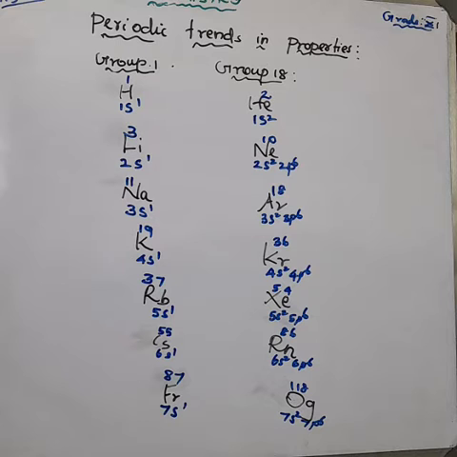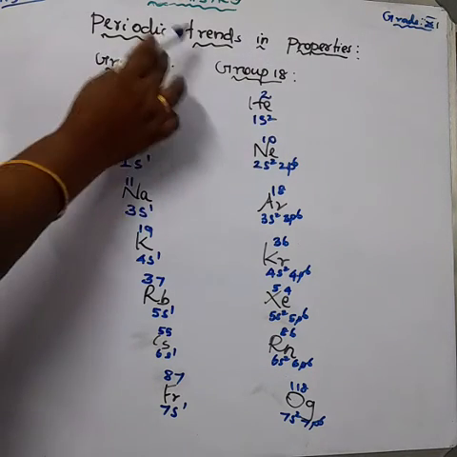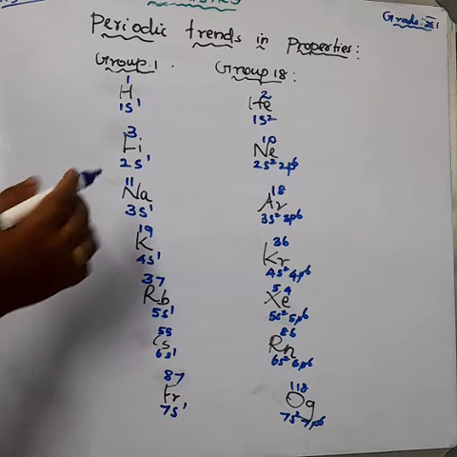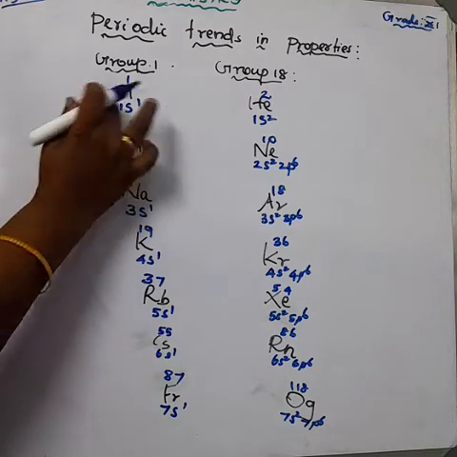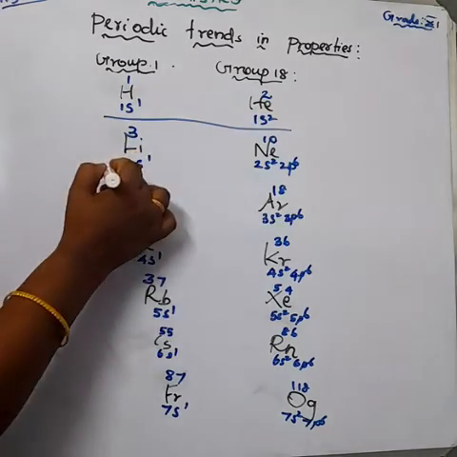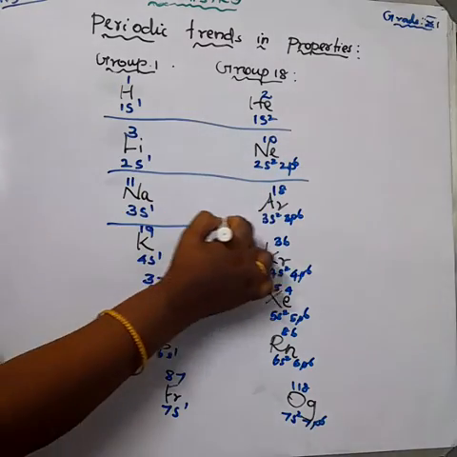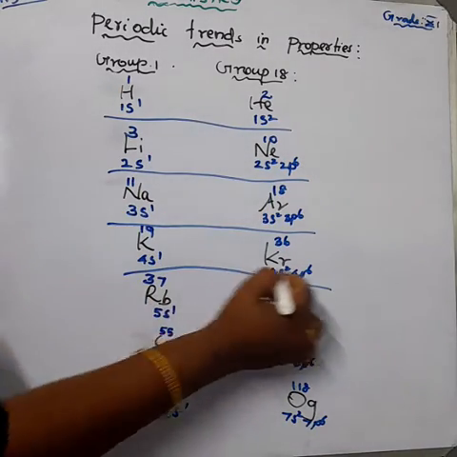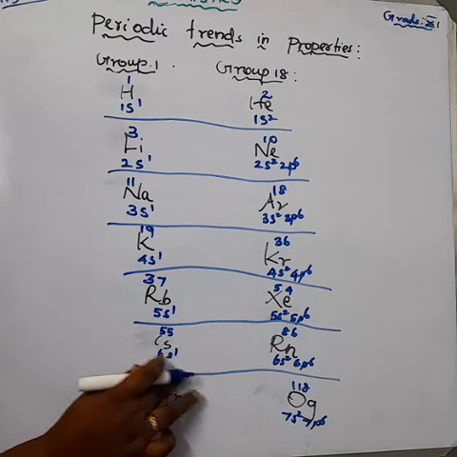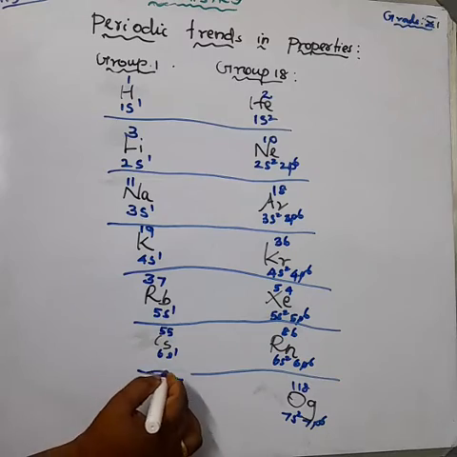Today we are going to study periodic trends in properties. As we know, periodicity means elements with similar properties reappear at certain regular intervals of atomic number in the periodic table.